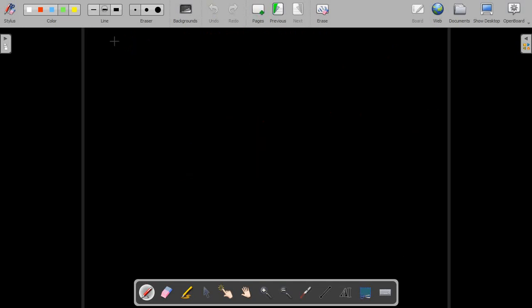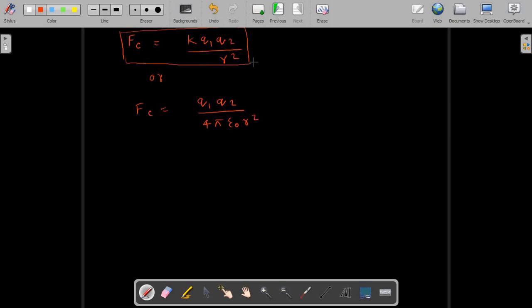So the formula of Coulomb's law: Fc can be written as K Q1 Q2 over R square, or Fc can be written as Q1 Q2 over 4 pi epsilon 0 R square. And R is the perpendicular distance between two charges. These are two formulas that you need to remember. Q1 and Q2 have to be in Coulomb and R in meters. The distance in meters.